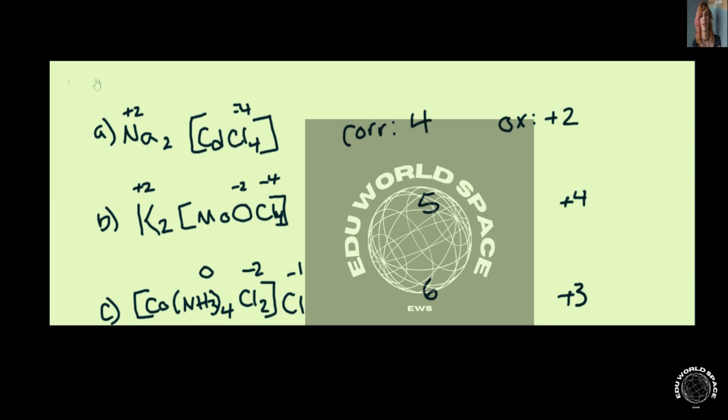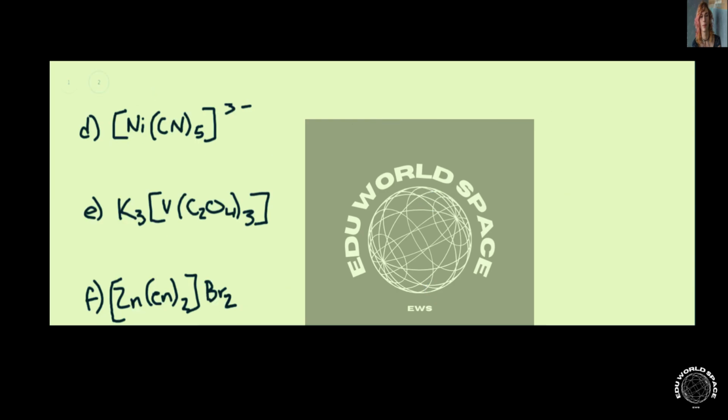Continuing on, go to this next page. We have this nickel complex where our coordination number is going to be 5 because we have 5 CNs attached to our nickel. Core again, coordination number. And then our oxidation number, CN is a -1 by itself, so this overall is a -5. We know the overall charge is a 3-, so we know that the nickel has an oxidation state of +2.